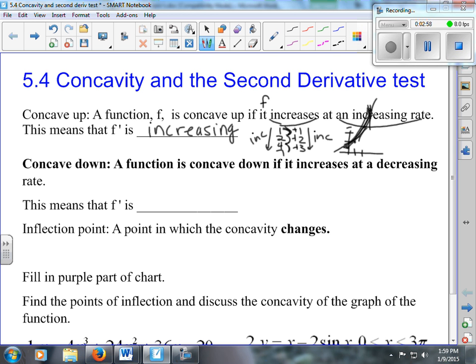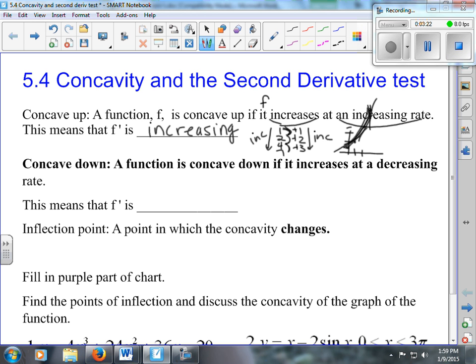So a function f is concave up if f increases at an increasing rate, which means that f prime is increasing. On the other hand, I'm still going to increase, but if the rate at which I increase is decreasing, then my function is concave down.